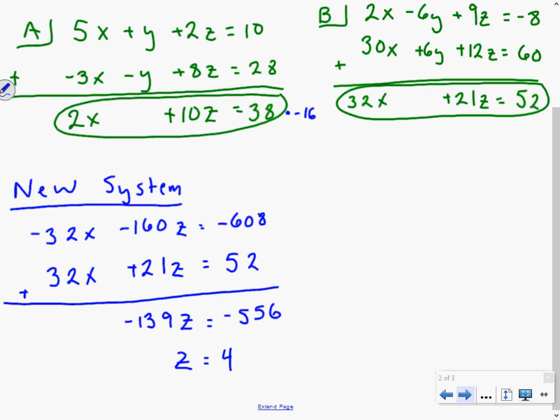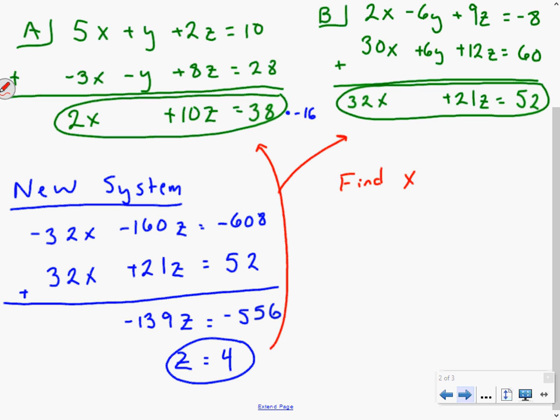So now we can just divide by negative 139, and we find that our z value here is equal to 4. But remember, our solution has to have an x, a y, and a z value. So now we need to start backtracking. Now that we know the z value, we can go back up to one of these two equations. It doesn't matter which, and we can actually find our x value. I can find x just by plugging in our z value and solving for x.